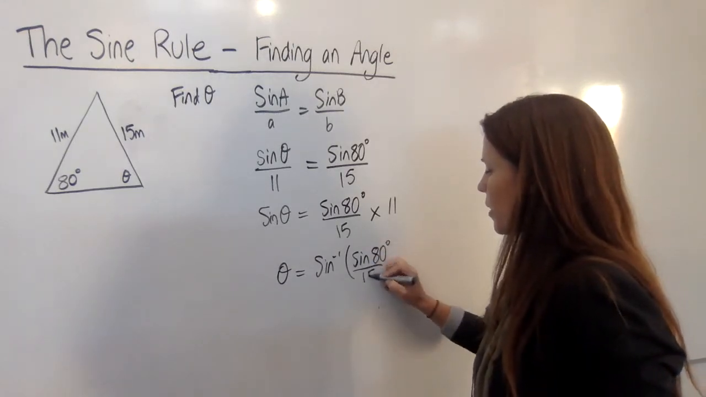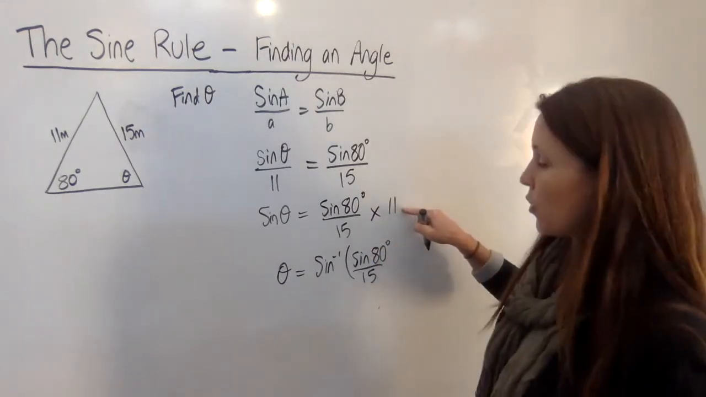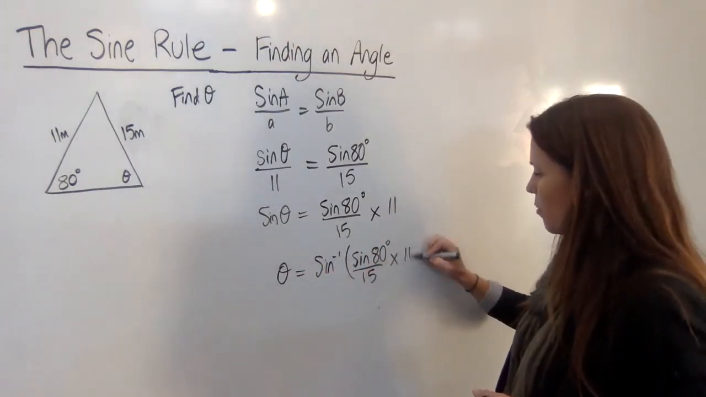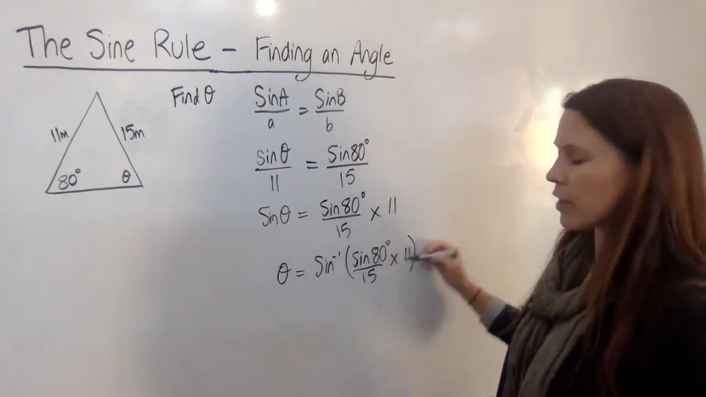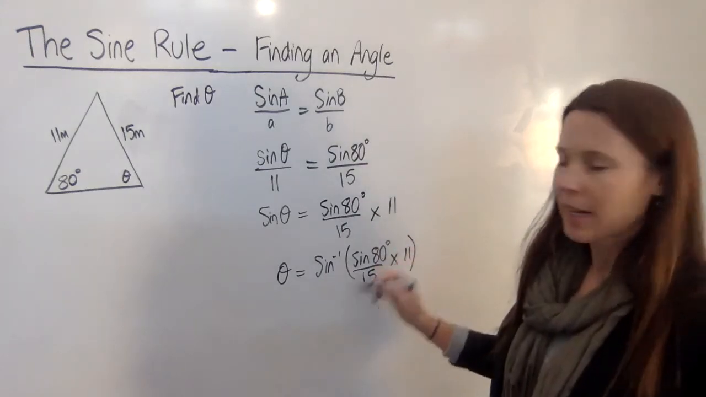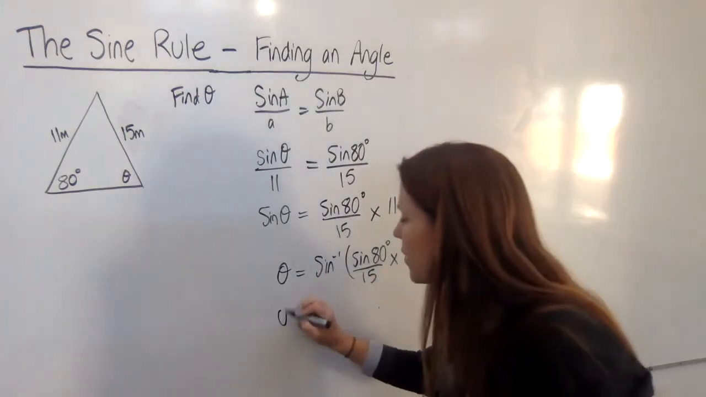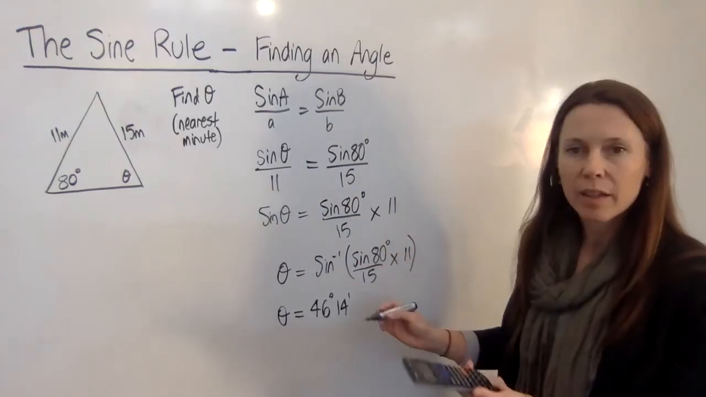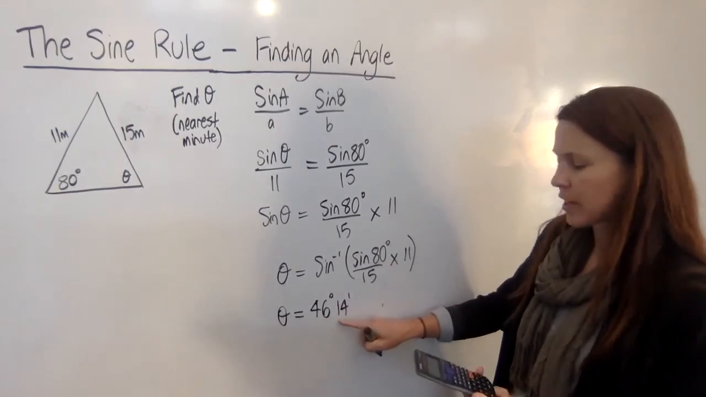Now, some of you might be tempted to work this out on your calculator first, then do inverse sine of the answer. That's not wrong. I prefer to do it this way because I've shown all my working really clearly. While I've got my pen in my hand, I can do all of the working, and then I just reach for my calculator once and put it all in at one time. So here my answer is 46 degrees and 14 minutes.